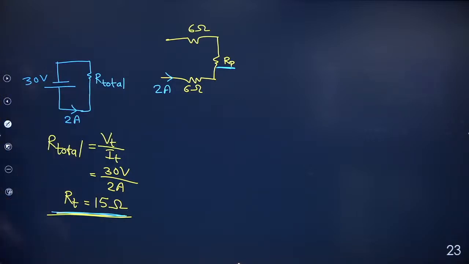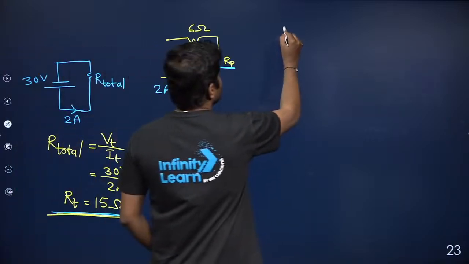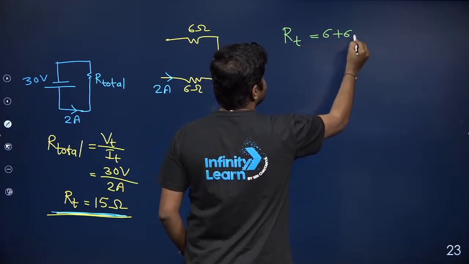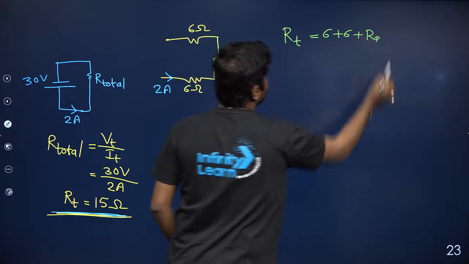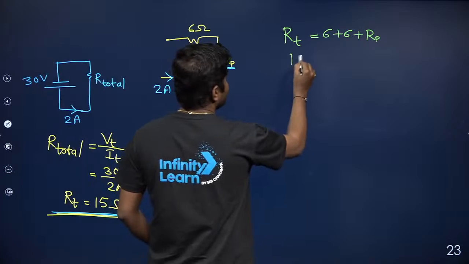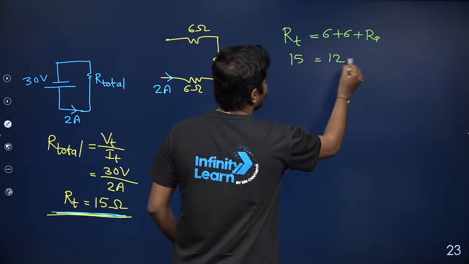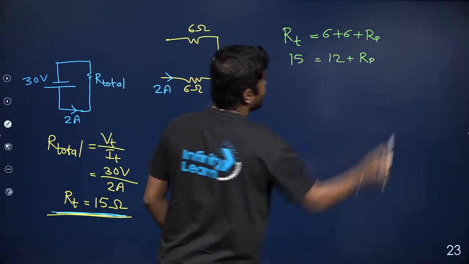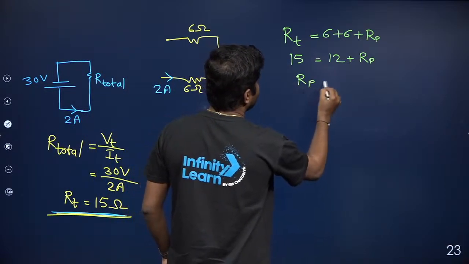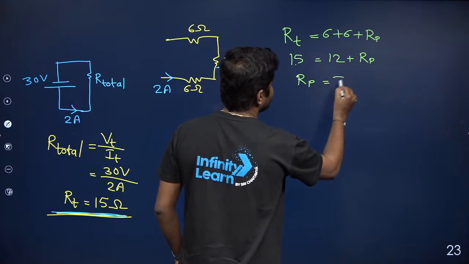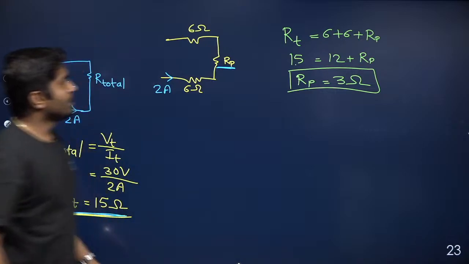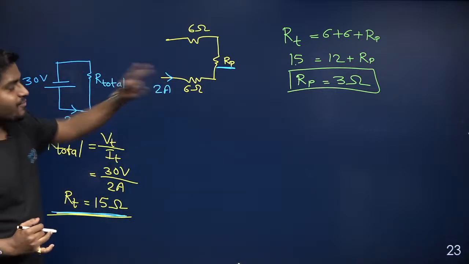So let's write down. R total is 6 plus 6 plus RP. And what is the total resistance? 15. So 15 is equal to 12 plus RP. So what is RP value? RP will be 15 minus 12, which is 3 ohms. This is the RP value. This is not the final value.